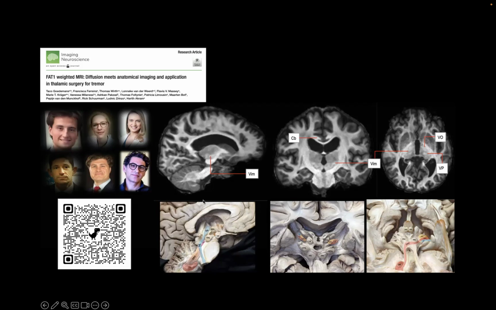And this is very helpful to really position your lead exactly where you need, not only for deep brain stimulation, but also when you're performing a focused ultrasound procedure or a lesion procedure with radio frequency. You really need to see the structure. You really need to see where you are doing the lesion to avoid complications, to avoid problems to the patients. And also with the QR code, you can read more and understand more about this new sequence. That's the FAT one.